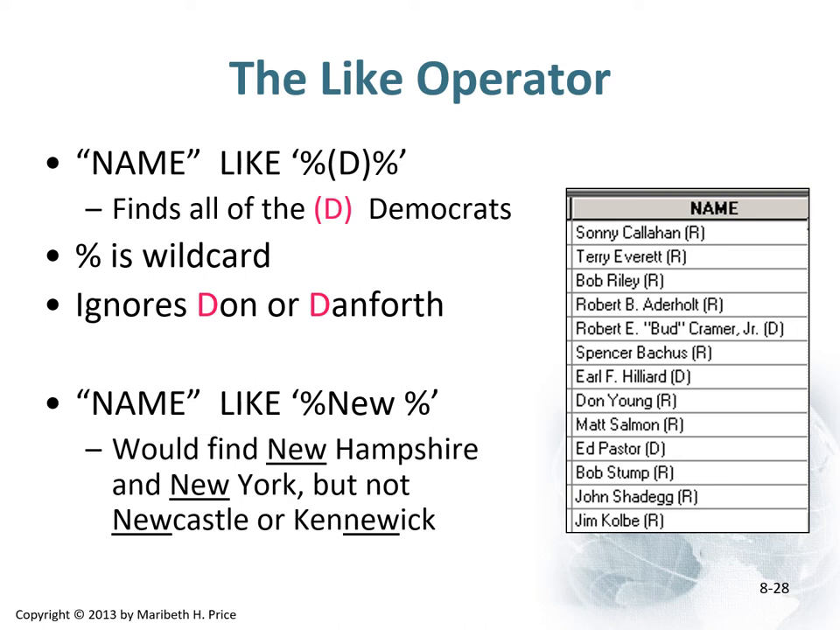The wildcard sort of narrows it down. It'll ignore some of the things like Don and Danforth. And so you have to be cautious about how you use these things because it will find some stuff, but it won't find everything. So if you put the percent sign around the word new with a space at the end of new, it'll find new as in New Hampshire, new with a space, new as in New York, new with a space, but not Newcastle because there's no space, or Kennewick, where new is literally just in the middle of the word.